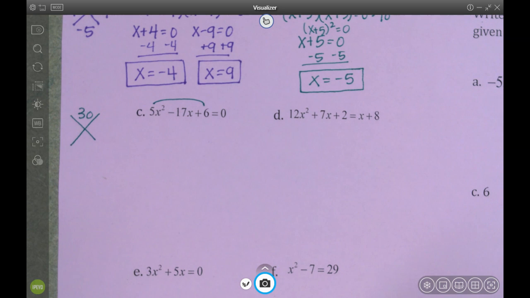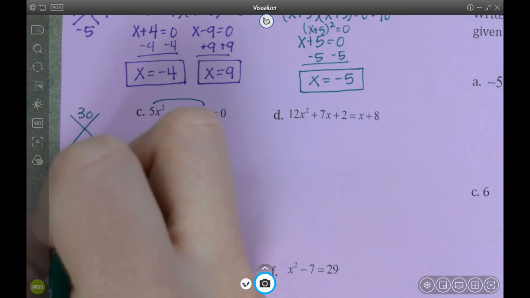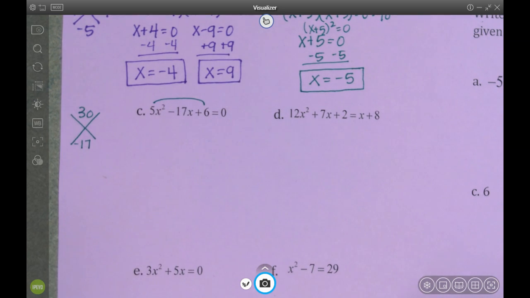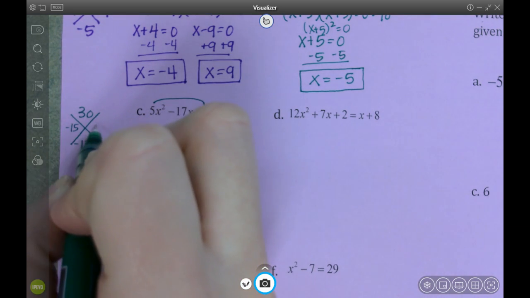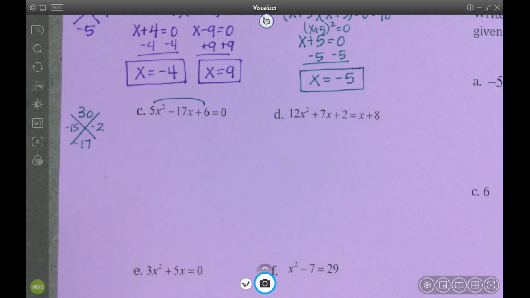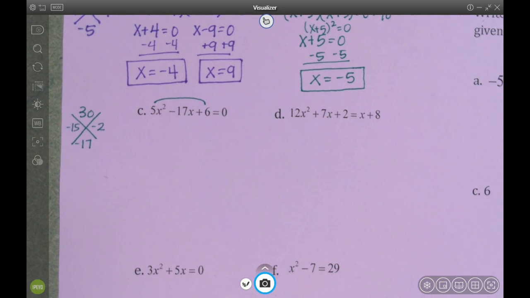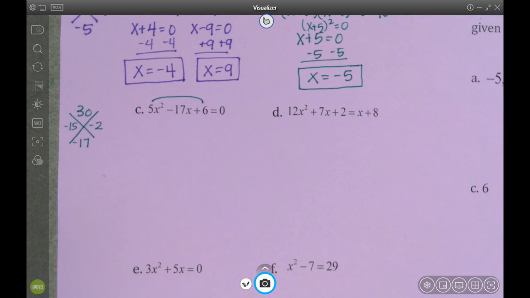Okay, so factors of 30 that add to give you -17. Negative 15 and -2. AC method's kind of fun because it's like a puzzle. But I only guess and check because that's too hard of a puzzle.